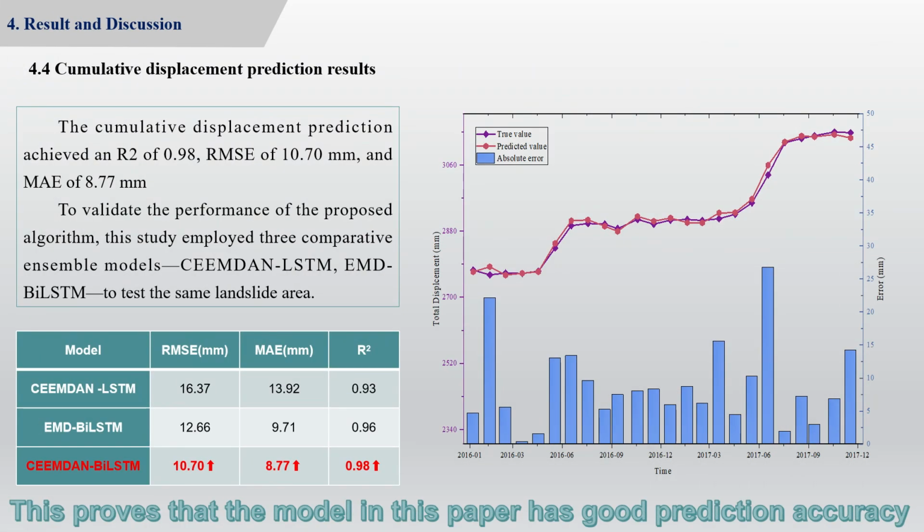The final predicted displacement is obtained by summing the outputs of the trend and periodic component models. Compared with actual measurements, the results are R² = 0.98, RMSE = 10.7 mm, MAE = 8.77 mm. To verify the effectiveness of our proposed model, we conduct ablation experiments, comparing it with CEEMDAN-BiLSTM and CEEMDAN-BiLSTM models. As shown in the table, our model demonstrates superior accuracy.